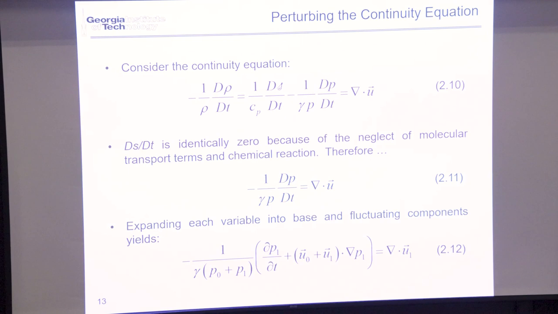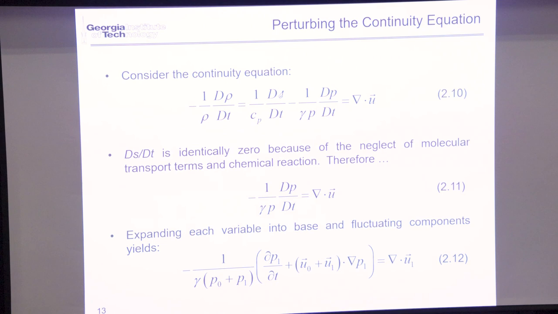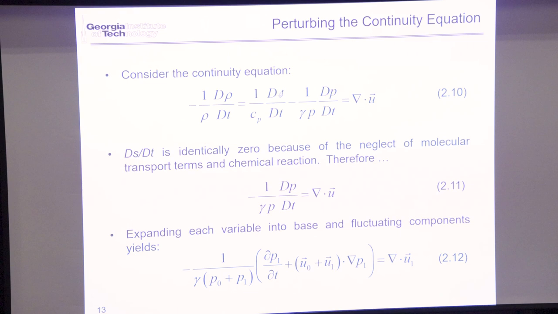Then I'm going to use that decomposition. The pressure is going to equal p naught plus p1, and the velocity equals u naught plus u1. So I've done that down here. And remember, I've said that all the base variables are homogeneous, so del dot u naught is zero. I've already dropped that on the right-hand side, so I only have del dot u1. And then I've kept everything else.